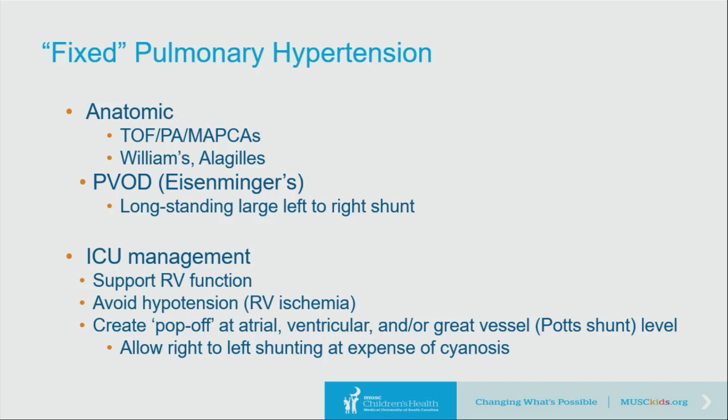Some patients will not have a reactive pulmonary vascular bed, but it will be fixed. We occasionally, but less commonly, encounter these in the cardiac intensive care unit. This can be either due to anatomic factors, such as patients with pulmonary atresia MAPCAs, or patients with arteriopathies like Williams syndrome or Alagille syndrome, or occasionally, even in the current era, we'll still get patients who are hospitalized with Eisenmenger's physiology.